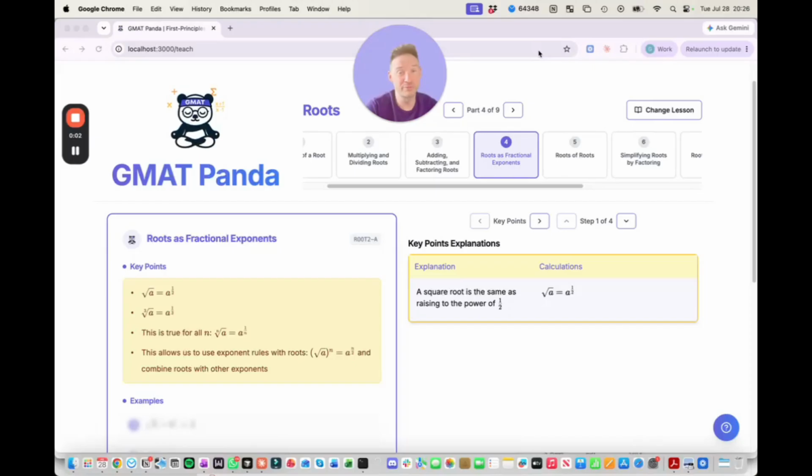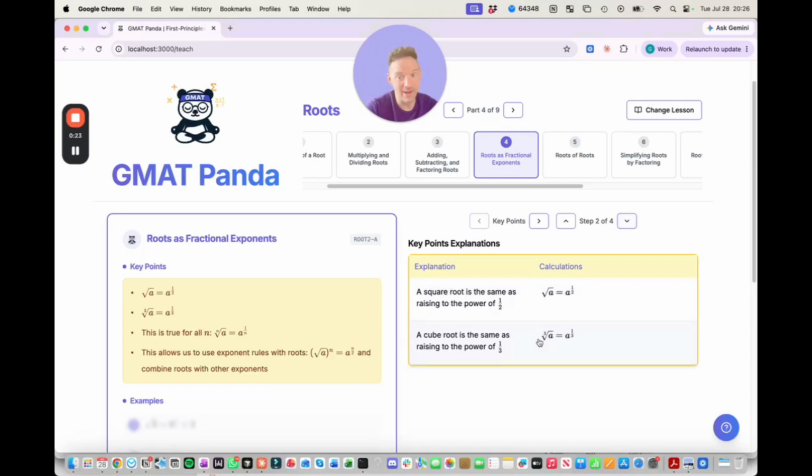Sometimes it's useful to write roots as exponents using fractions. And I'll show you how right now. So let's say that we have square root of a. We can write that as a to the power of a half. Now, what about cubic root of a? Well, we can write that as a to the power of a third.